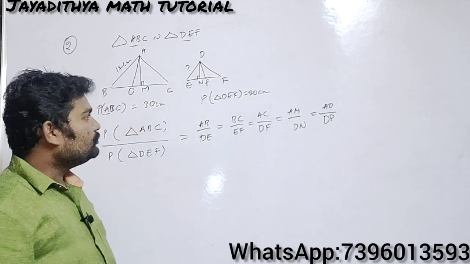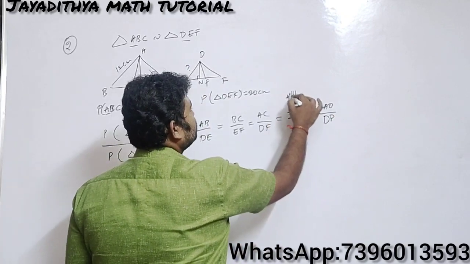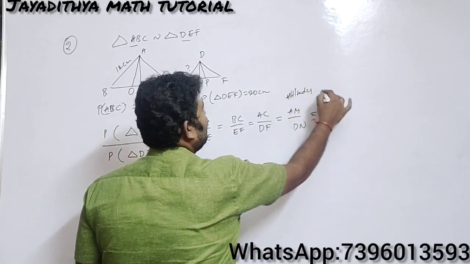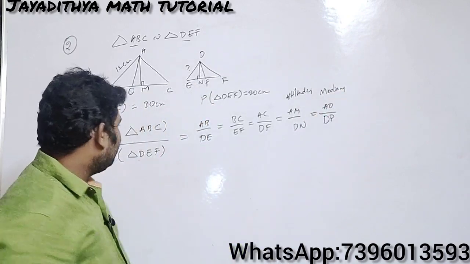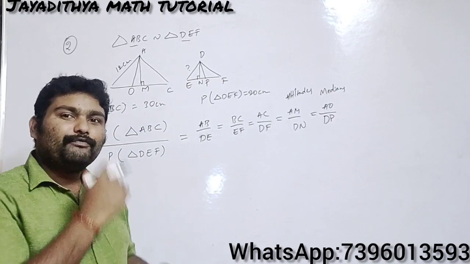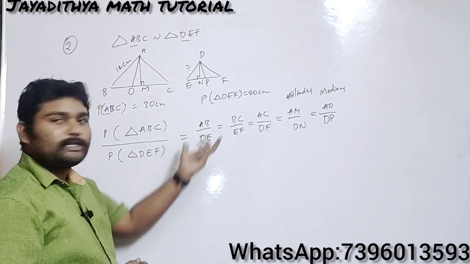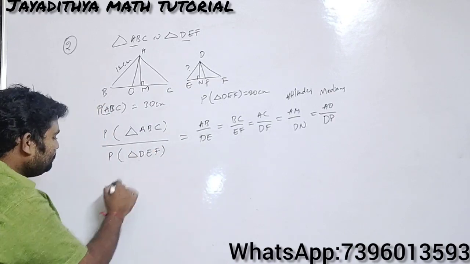AO by DP. So see here, we have taken the altitudes ratio, and here we have taken the medians ratio. Okay, clear up to here? And you have one more result, so I am explaining that concept also here only.